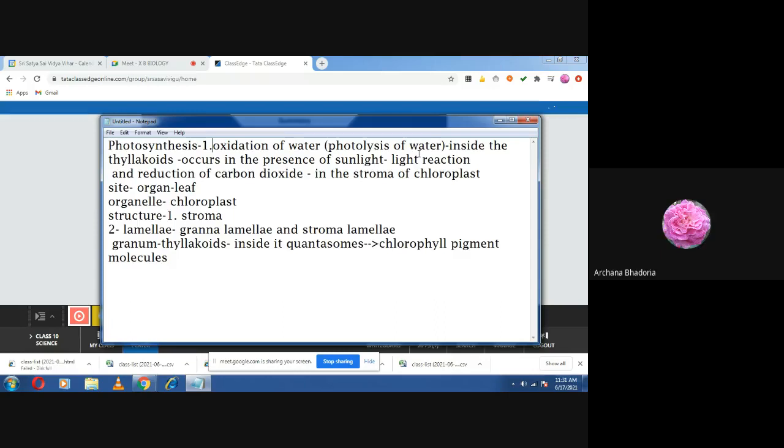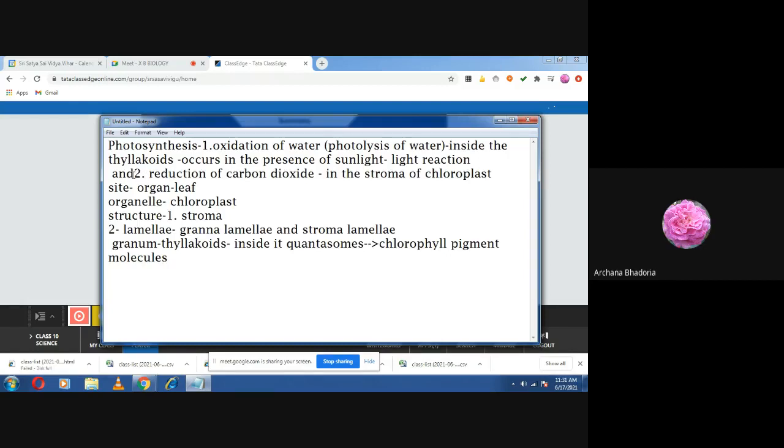Now say it completely, where will the light reaction occur? In the quantasomes present in thylakoids, which make up the granum, and the granum is present inside the stroma in the chloroplast. Right. Now the second reaction I said is the reduction. What will be the second reaction? Reduction of the carbon dioxide.